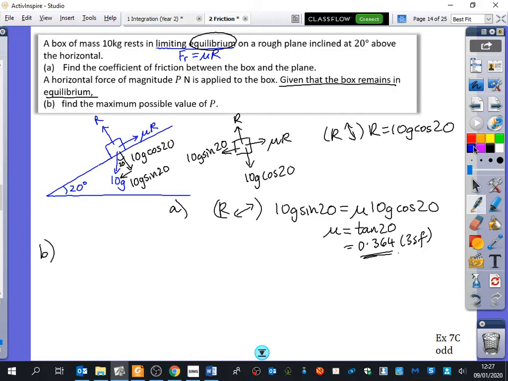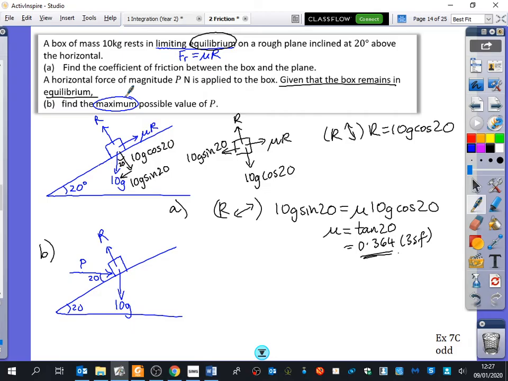So I'm going to draw this second diagram because it's not as simple as you might think. Okay, so I'm going to just put on R, and I'm going to put on 10G, and we've just said that the pushing force has to be going in that direction, because if it was going in the opposite direction, it would immediately be moving. We know this is 20, and so I know this is 20. Now, we have been asked about the maximum possible value that P can be.